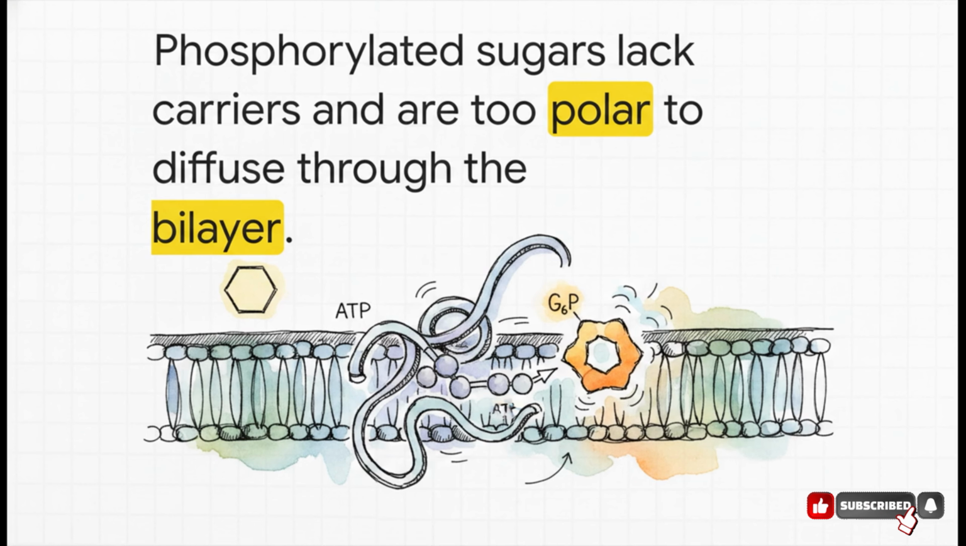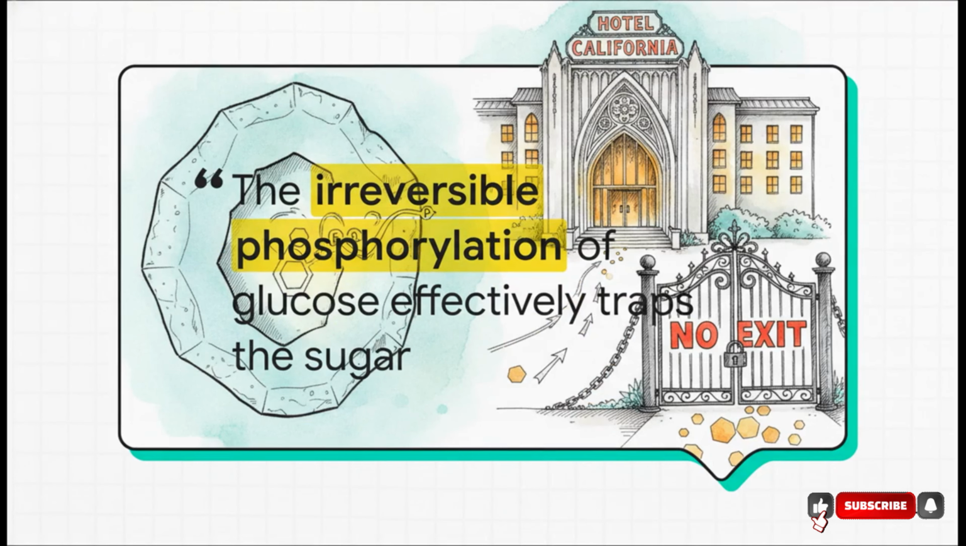So why do we do this? Well, 2 big reasons. First, phosphorylated sugars are highly polar and bulky. They just don't have a transport protein to let them back out, and they definitely can't diffuse through the lipid membrane. By adding that phosphate, we effectively trap the sugar inside the cell and commit it to being metabolized. It's the Hotel California of biology, right? Glucose can check in, but it can never leave.